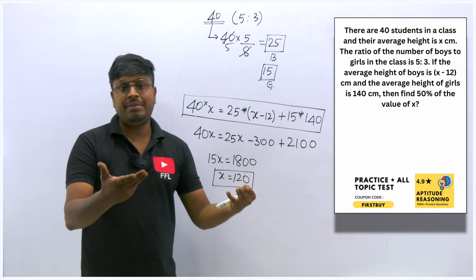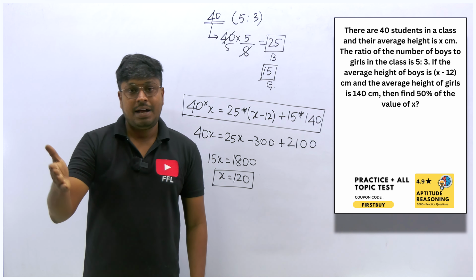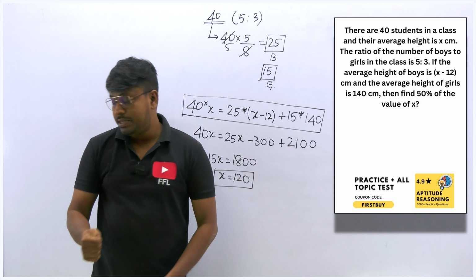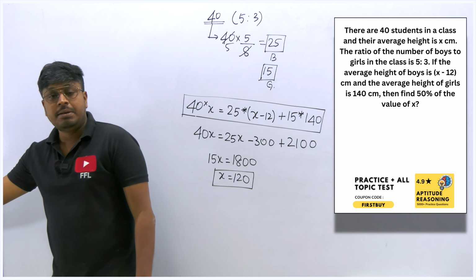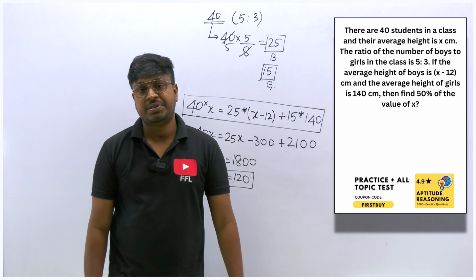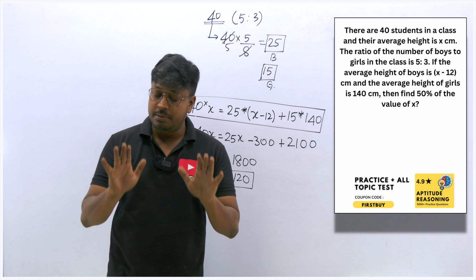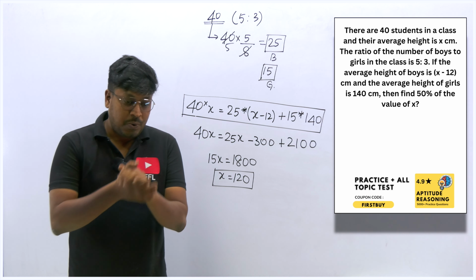Similarly, in the previous question they also gave a total, so we added and equated it to the total. Sometimes the total classroom strength will be given, and sometimes it will not be given. Based upon that we need to solve the question, right? So friends, practice more. More and more practice is needed. Just go and write the test.